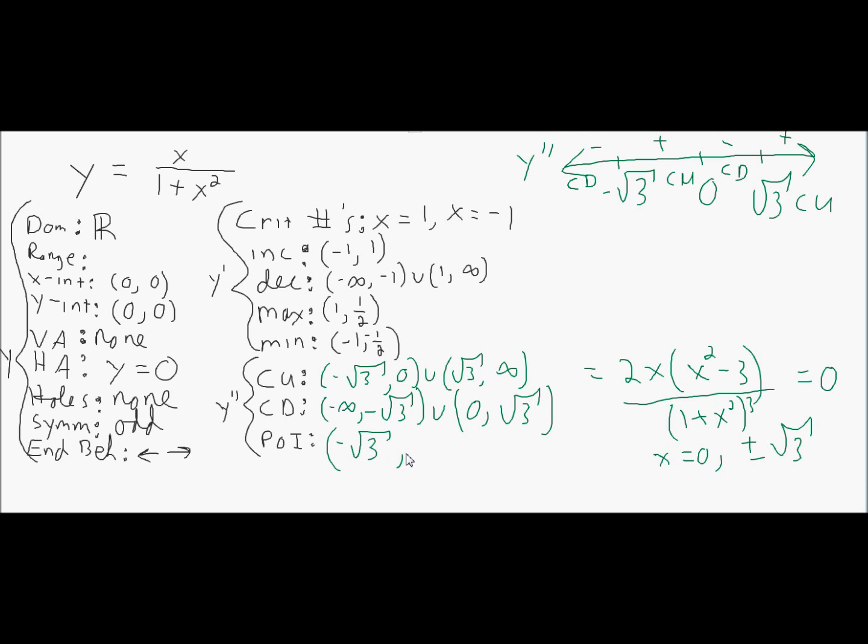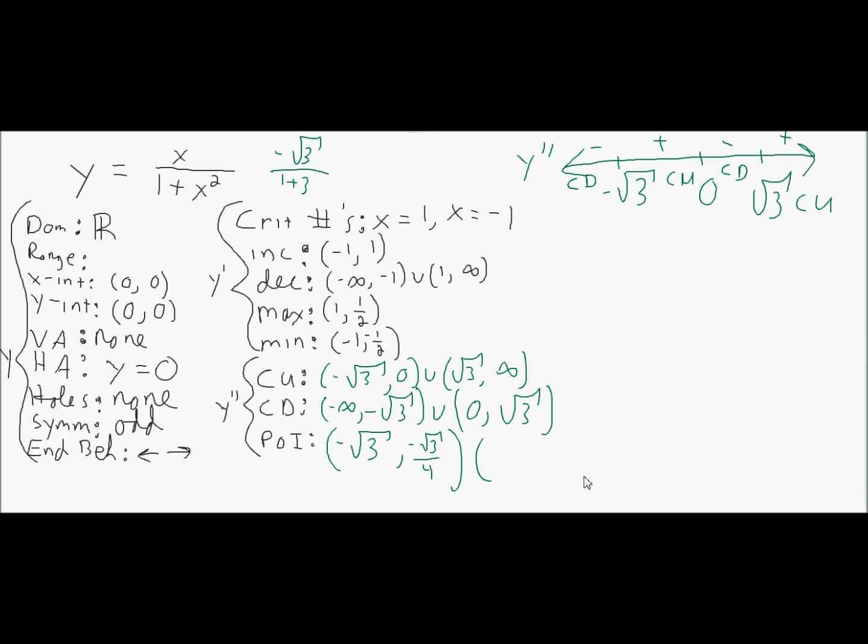And to find the y value, we need to plug this x value into the original function. So we're going to get negative root 3 over 1 plus 3. So it's negative root 3 over 4. Okay, that's 1 point of inflection. All right, let's get rid of it. We're done with him. Next point of inflection is at 0, so that's going to be 0, 0, because when you plug 0 in, you get 0. And our other one is going to be at root 3. And when you plug root 3 in, you're going to get positive root 3 over 4.